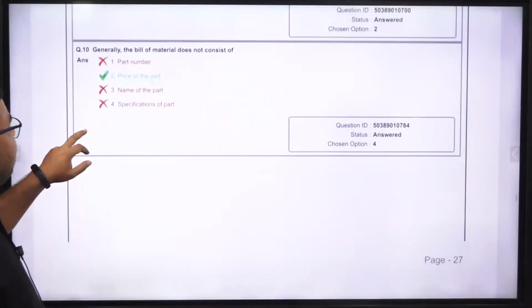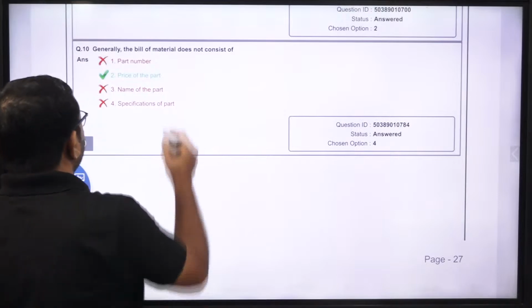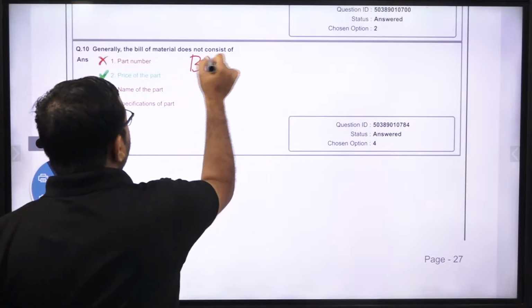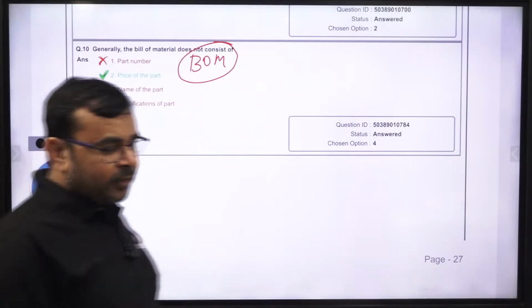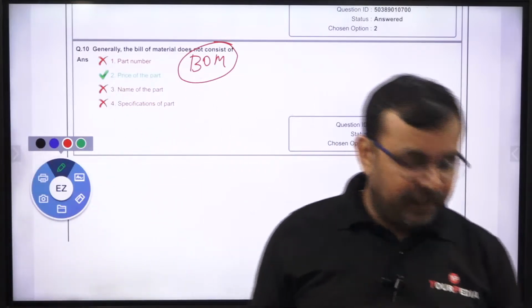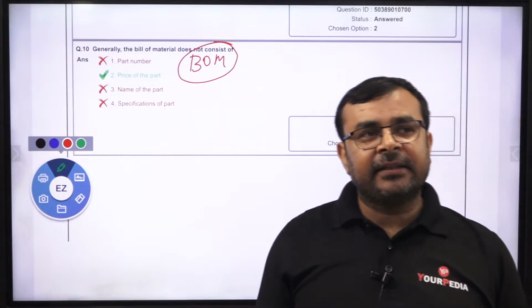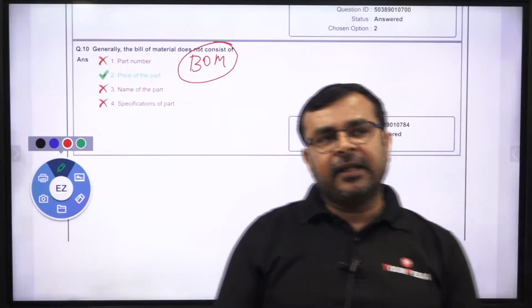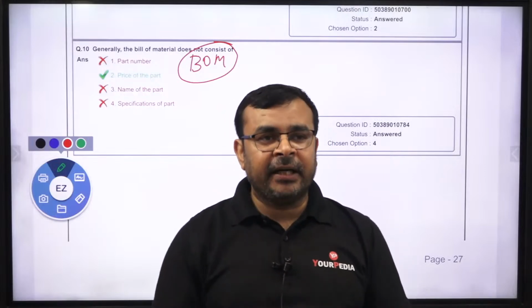Okay, now you can see generally the bill of material, which is called BOM. Is that clear? Bill of material does not consist of, tell me which one is the right answer. Bill of material tells us about the availability of the sub components. Yes or no?